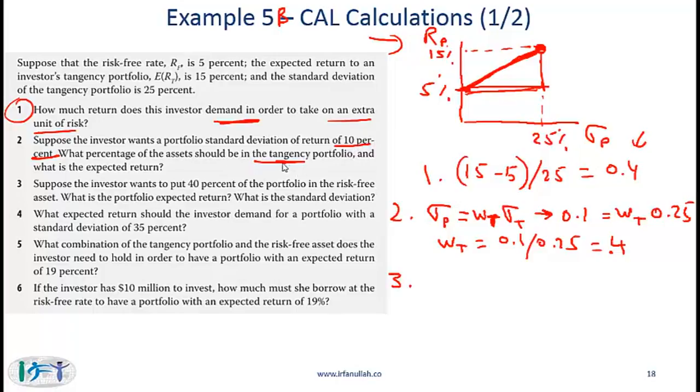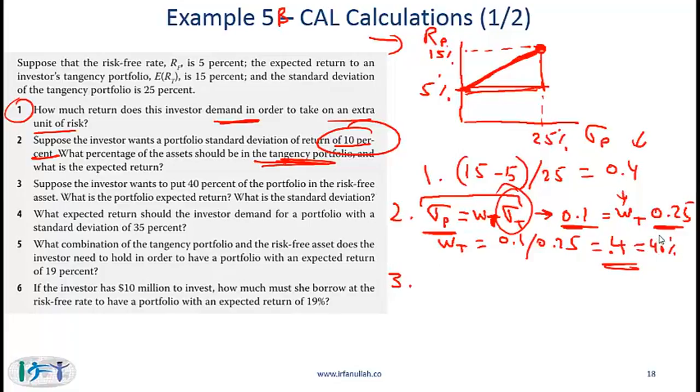Next question is that the investor wants a portfolio standard deviation of 10%. What percent should be invested in the tangency portfolio? So this is the formula that you need to use. We saw this on the previous slide. Sigma P is 0.1, that's given. 10% needs to be expressed as a decimal. WT is what we need to find, and 0.25 is the risk of the tangency portfolio. You do the calculation and you get a weight of 0.4, which is 40%.